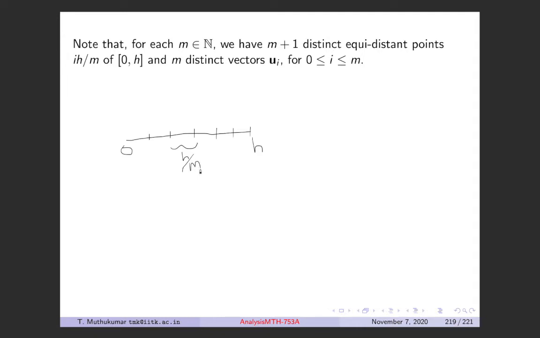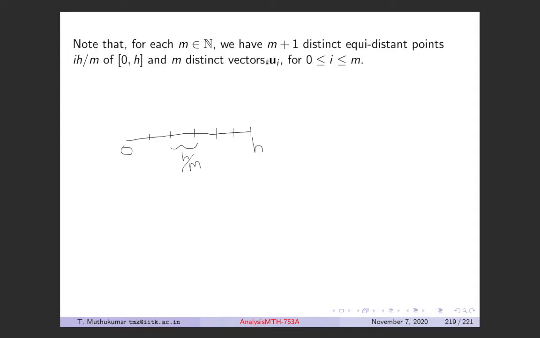Okay, that is how we have done. So now we have M plus 1 equidistant points, with spacing IH over M. So this is 0, this is H over M, this is 2H over M, this is 3H over M, and so on. So what we have is M plus 1 equidistant points.